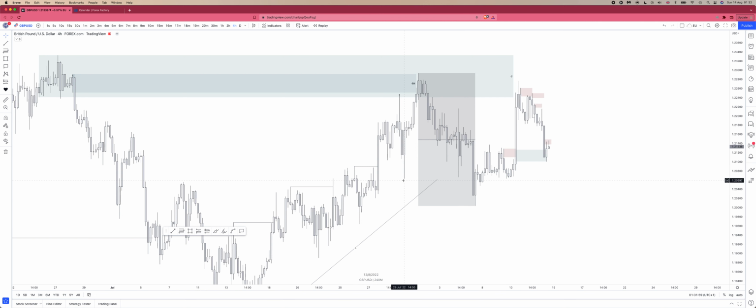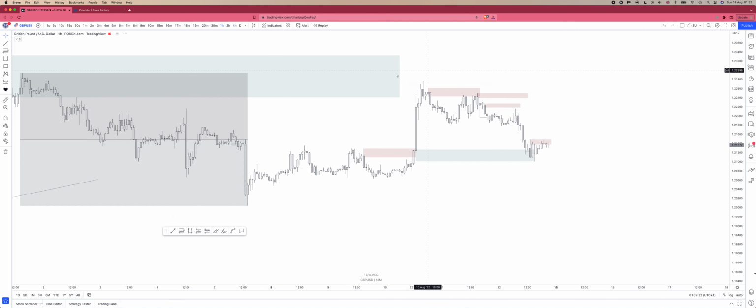This is our 4-hour shift from here, and then breaks here. So this is our 4-hour swing structure. As you can see, we've tapped into the 4-hour extreme, and it's respecting it at the moment. But this would be my 4-hour target, and this is the 4-hour protected at the moment.